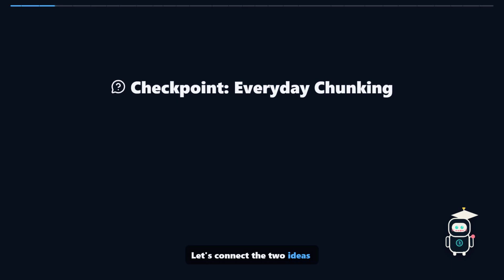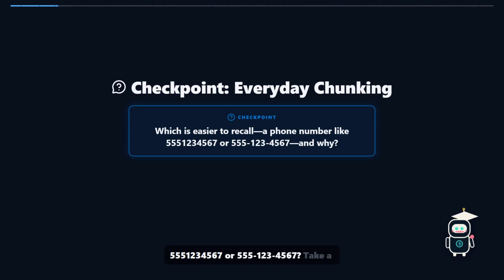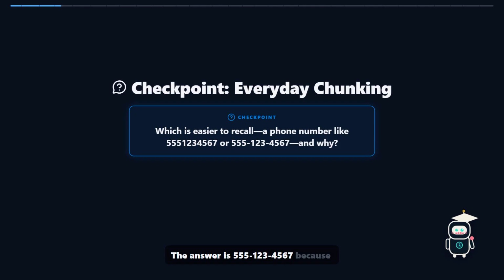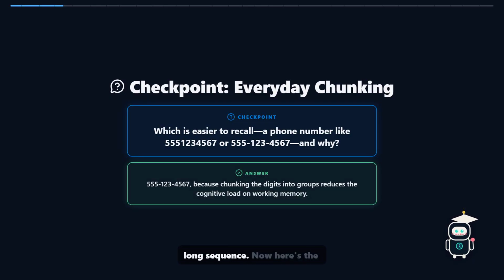Let's connect the 2 ideas you've just learned. Which phone number is easier to remember? 5551 34567 or 555 123 4567? Take a moment to think about it. The answer is 555 123 4567 because your brain naturally groups the digits into meaningful chunks instead of treating them as one long sequence.